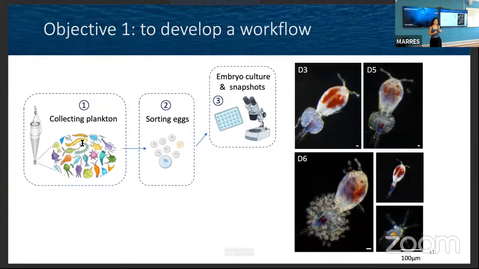Then the aim is to maintain the eggs and the embryo in culture and to be able to follow them. And as you can see here, there's some picture from the beginning. So again, here I show an example with a copepod mother with a bag of eggs, changing according to the development state until the hatching and the release of the nauplii here.